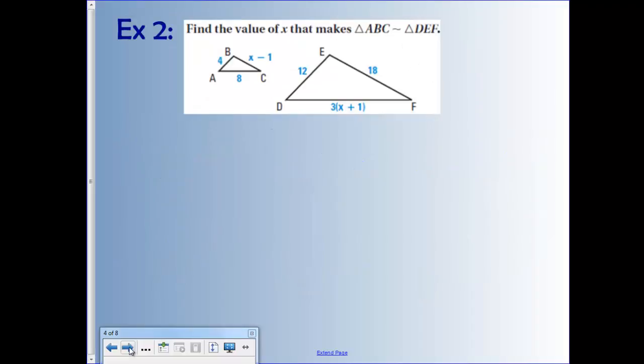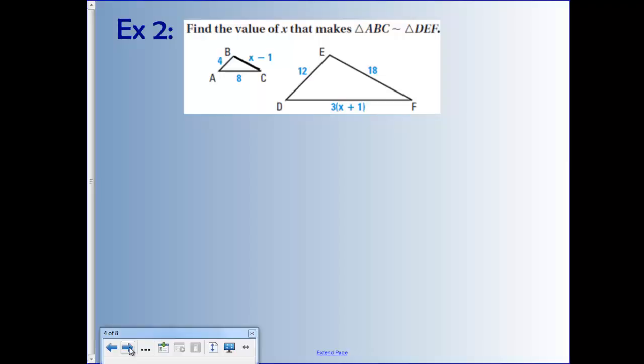How about here? Find the value of x that makes triangle ABC similar to triangle DEF. I want to know, what does x have to be in order for them to be similar? Would we like to look at this x or this one? Which one would be easier for you to work with? Maybe the top one. It doesn't matter which one you do, it'll still come out. But I think this one's going to be a little less work for us.